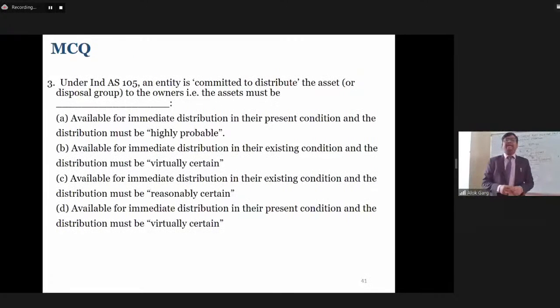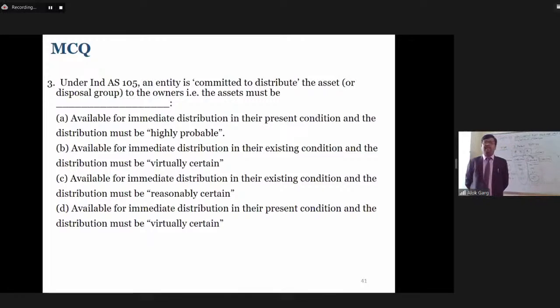Under IND AS 105, an entity is committed to distribute the asset or disposal group to the owners. Remember, I told you that if the asset is held for distribution, the concept is same. Only the sale will be replaced with the distribution. So the asset must be available for immediate distribution in their present condition, and the distribution must be highly probable.